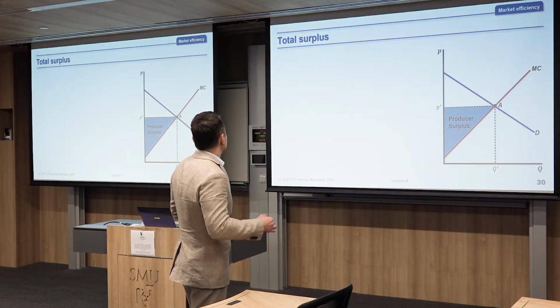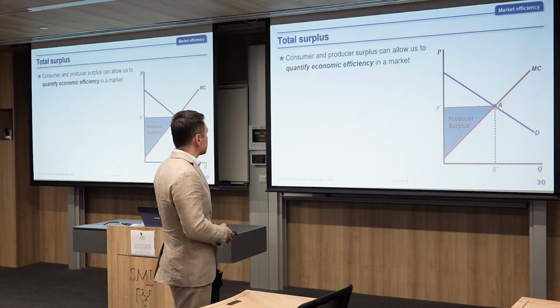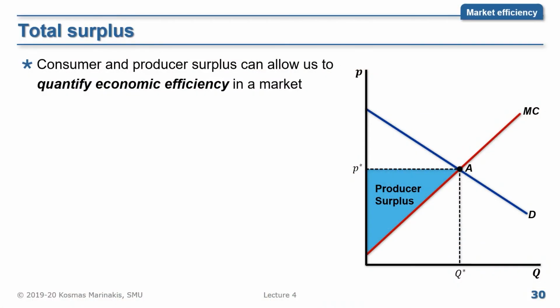All right, let's now try to find out what happens with the total surplus that can be distributed from this market. The consumer and the producer surplus can allow us to quantify economic efficiency in a market. In other words, we can see what this market has to distribute, and is it all distributed or some of it is lost. Since I have the demand curve here and I also have the price, the area between them is given by this green shading, and this is the consumer surplus. So a market is 100% efficient when nothing is lost due to frictions.